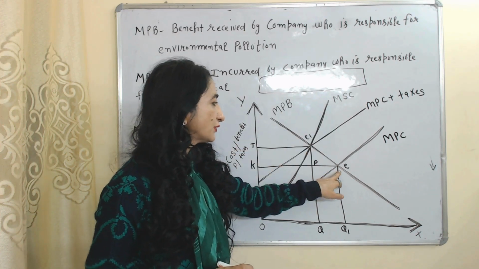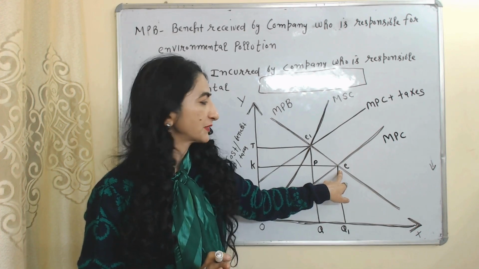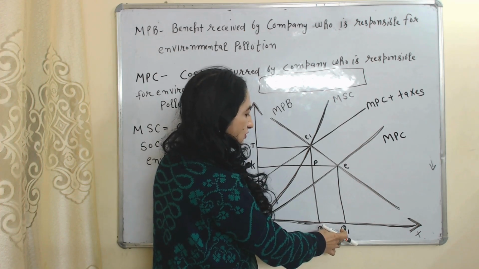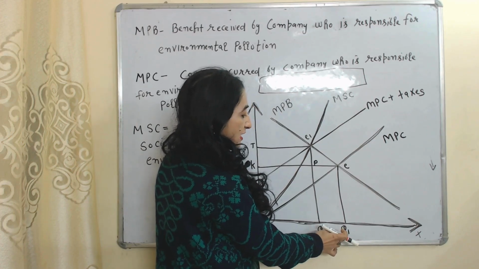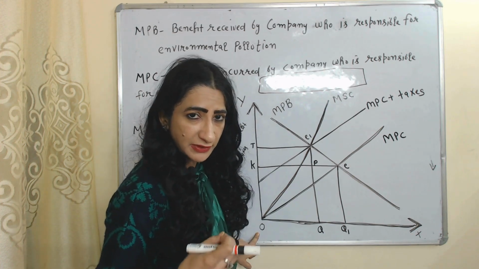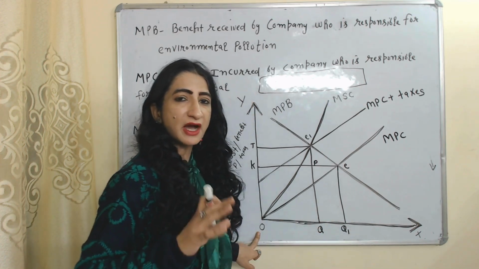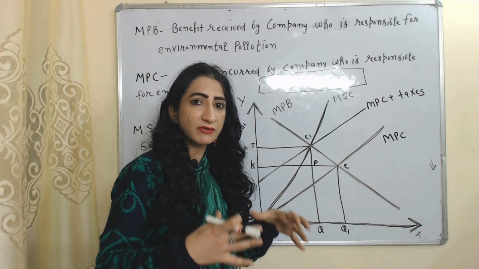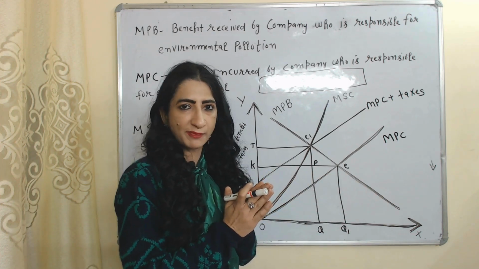Our initial free market equilibrium point is E, without government intervention. At this equilibrium point, the total output of the company which is responsible for environmental pollution is equal to OQ1. This much output is generating so much environmental pollution. So we can say that this much output is very harmful for society. That's why government will intervene. Government will impose taxes on the company which is responsible for environmental pollution.